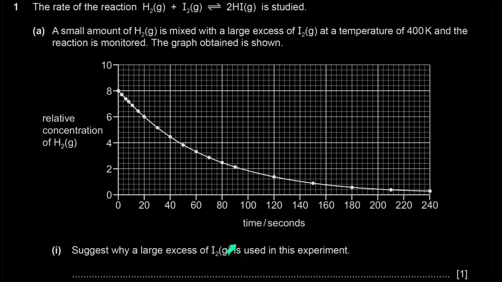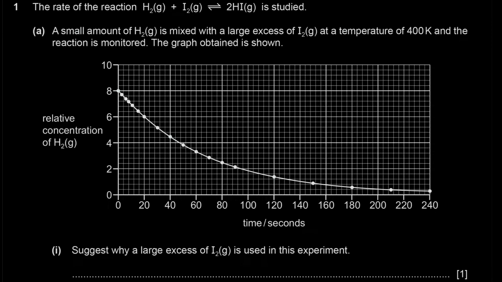Suggest why a large excess of iodine is used in this experiment. So in this experiment, you're trying to study the rate of the reaction with respect to the concentration of hydrogen gas. So you want to ensure that the iodine concentration doesn't affect the rate of the reaction. If you use a very large amount, even though the iodine is consumed over time, a very small amount is consumed relative to how much we were using, so we can assume that the concentration remains constant.